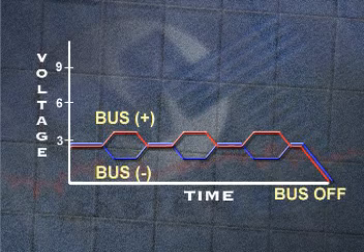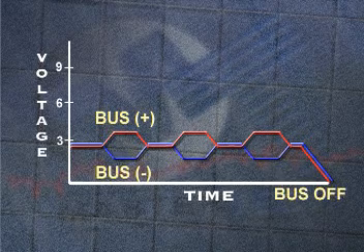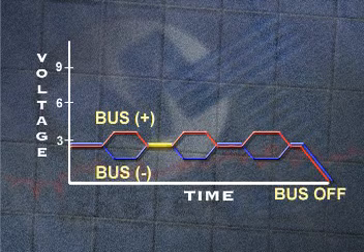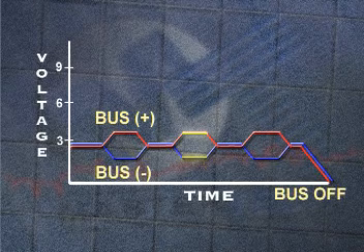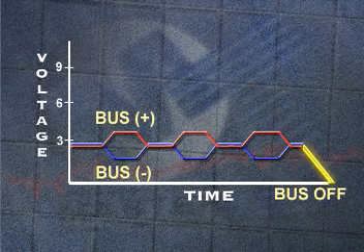For one bit, both bus plus and bus minus are at around 2.5 volts. For the other bit, bus plus is switched to around 3.5 volts, and bus minus is switched to around 1.5 volts. Voltage levels fall to 0 when the bus is off. There is no sleep mode.